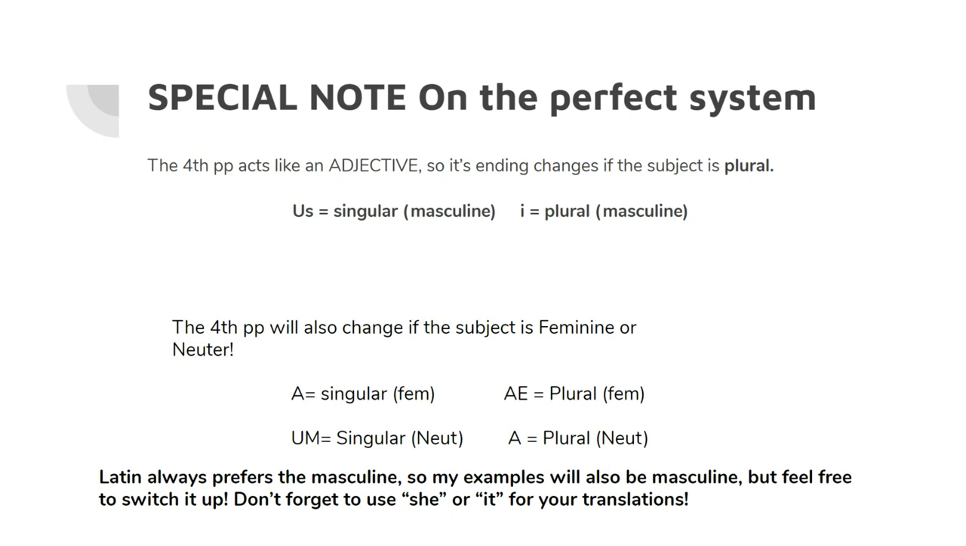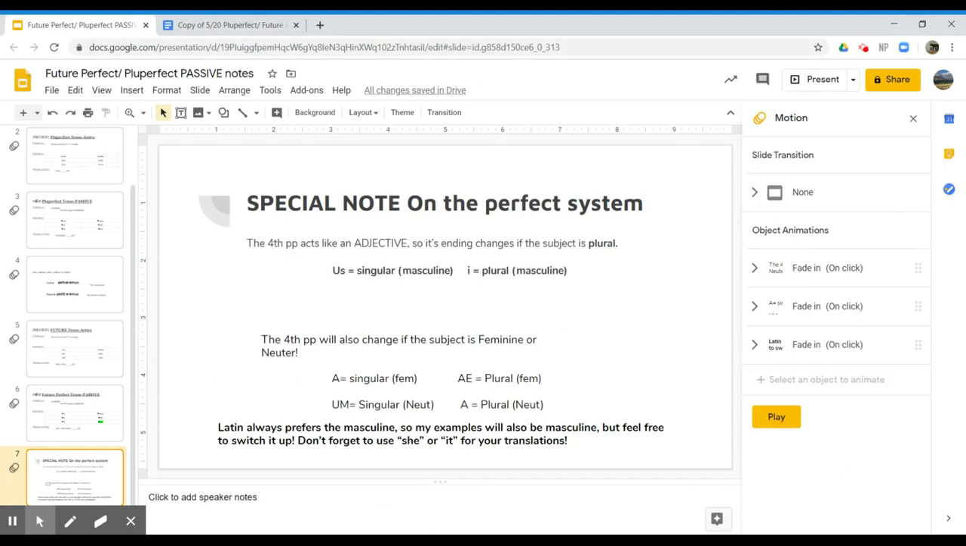And my note down here just reminds you that Latin always prefers the masculine. We learn it in the masculine. My examples will be in the masculine. You are free to switch it up whenever you want. It's important that you know this to be able to identify these forms in translations, but for the most part, when you're forming them, masculine is just fine. All right, let's do some practice.